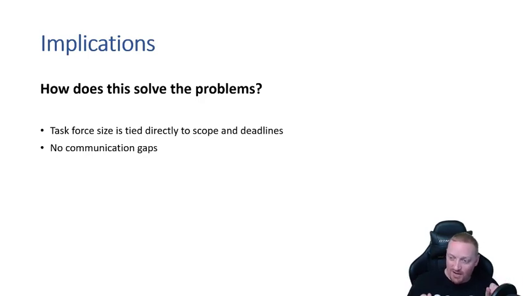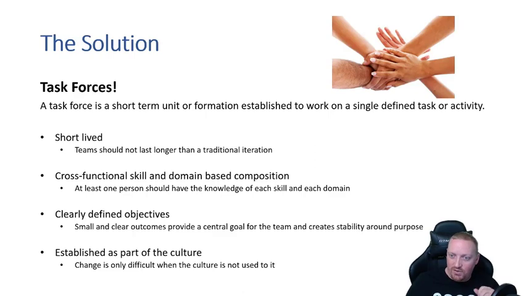cross-functional teams. We talked about how, if we looked at the cross-functional skill domain-based composition, at least one person should have the knowledge of each skill in each domain, right? So at least one person should know the domain and skill. It's not like we have one tech lead and everybody else doesn't know what's going on. It means that all of the people on the team know at least one piece of the domain and/or skill that is required to accomplish it, right?